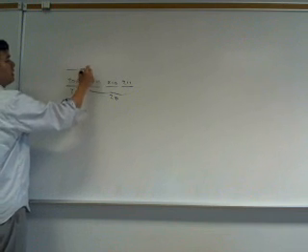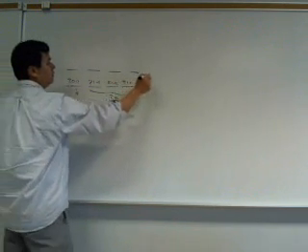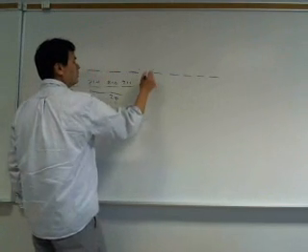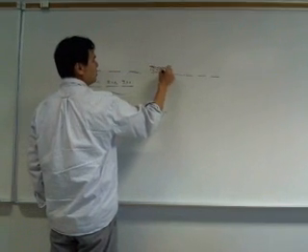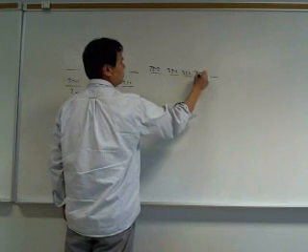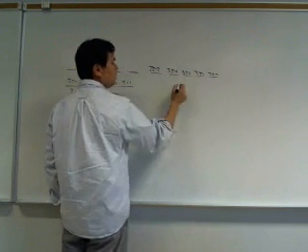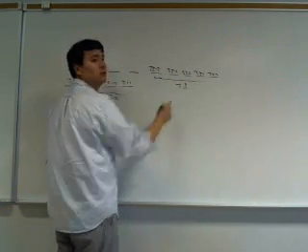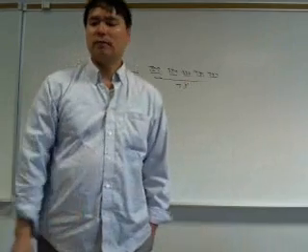Up here we have the 9 orbitals for n equals 3. We're going to have 3, 2, minus 2; 3, 2, minus 1; 3, 2, 0; 3, 2, 1; 3, 2, 2. These orbitals we call the 3d orbitals. And so we'll have those.